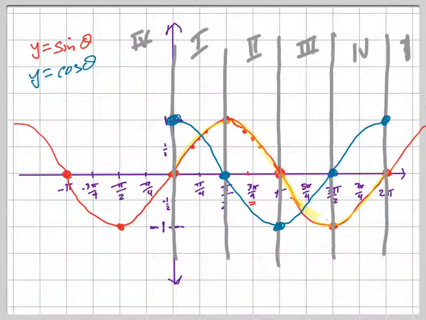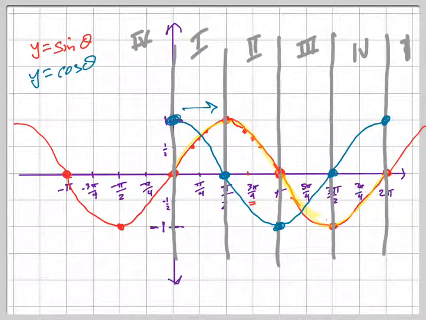Look, if I shifted this graph over 90 degrees to the right, what would I get back to? What would I look just like? The sine one. So the sine and the cosine graph really are the same graph. They're just shifted from each other. Does that make sense?